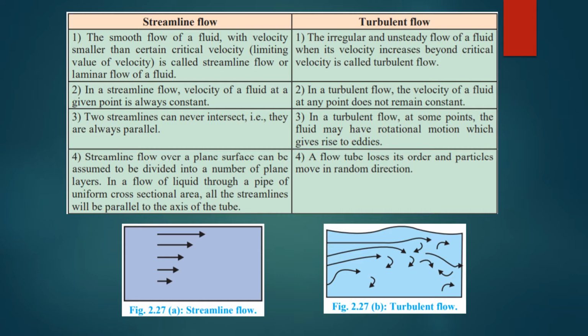In streamline flow, velocity of fluid at a given point is always constant, whereas in turbulent flow, the velocity of fluid at any point does not remain constant. In short, the streamline flow is an orderly flow, and the fluid flow can be visualized to be made up of number of parallel layers as shown in the diagram below. Whereas in turbulent flow, it loses its order and particles move in random directions.